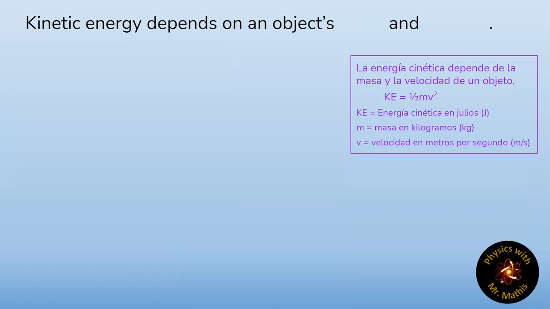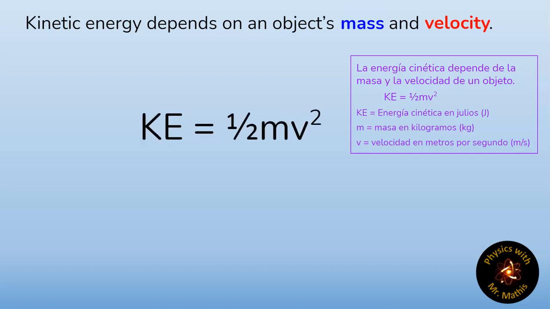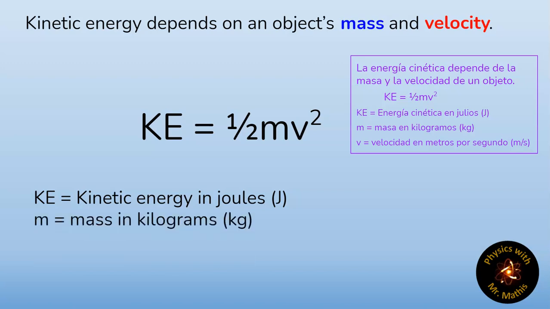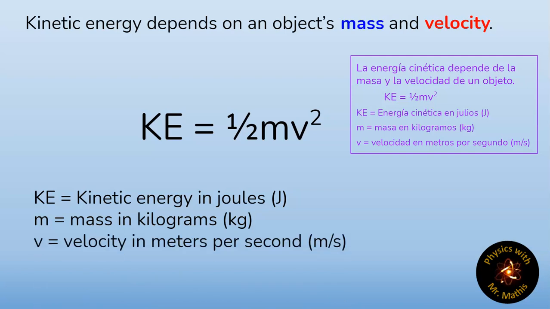How much kinetic energy depends on the object's mass and on its velocity. The equation that relates these together is kinetic energy equals 1/2 times mass times velocity squared. In the equation, kinetic energy is shown by the symbol KE, and it's measured in the unit joules. M stands for the mass in kilograms, and V stands for the velocity in meters per second.